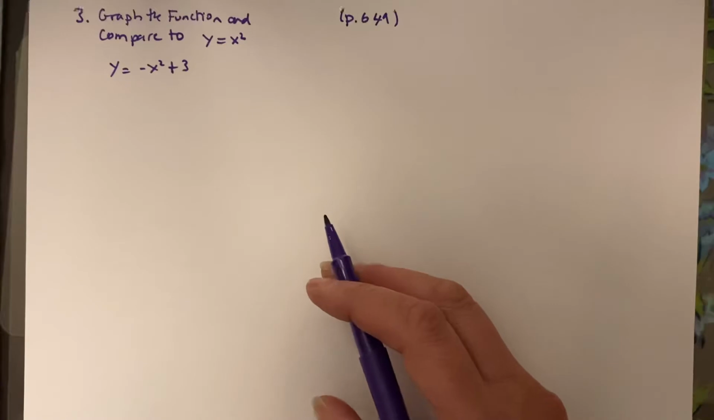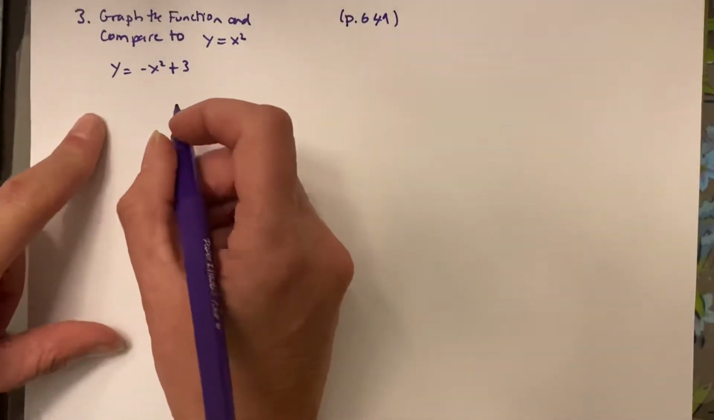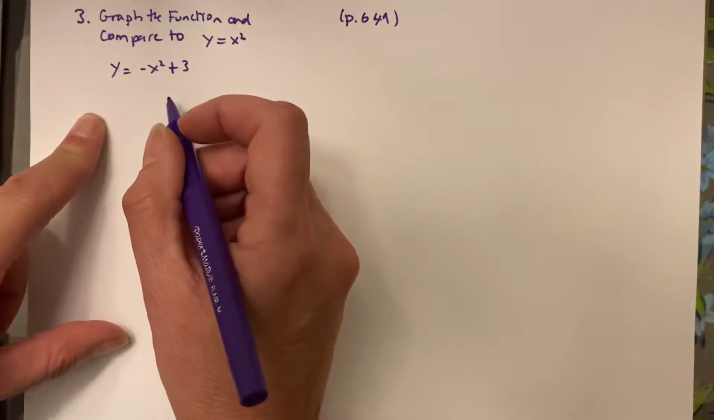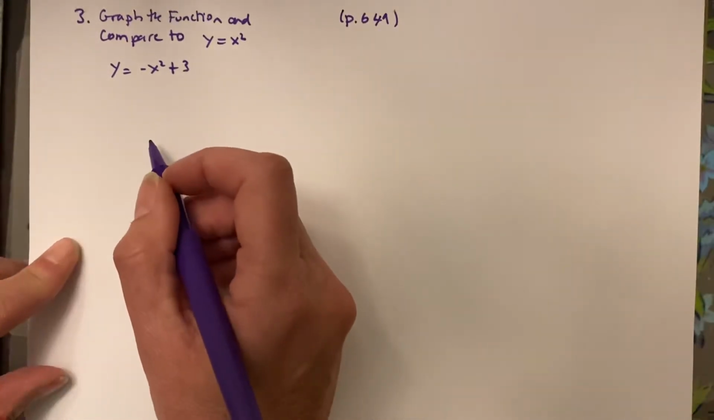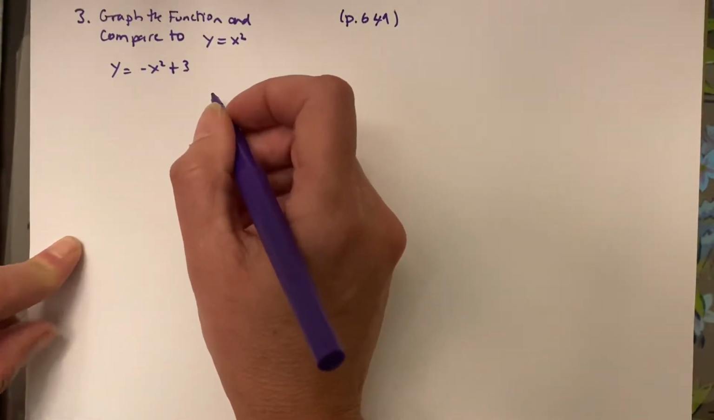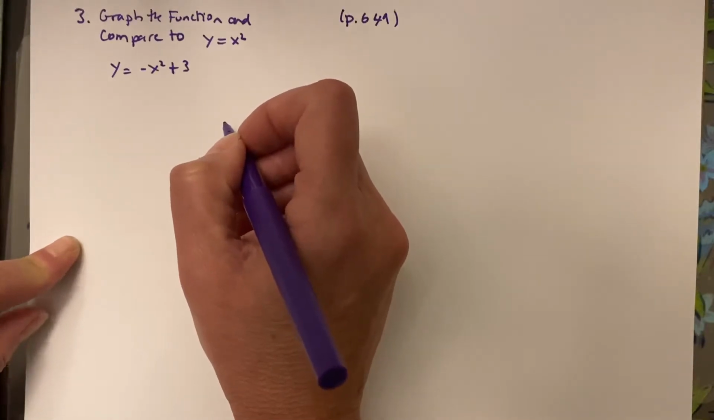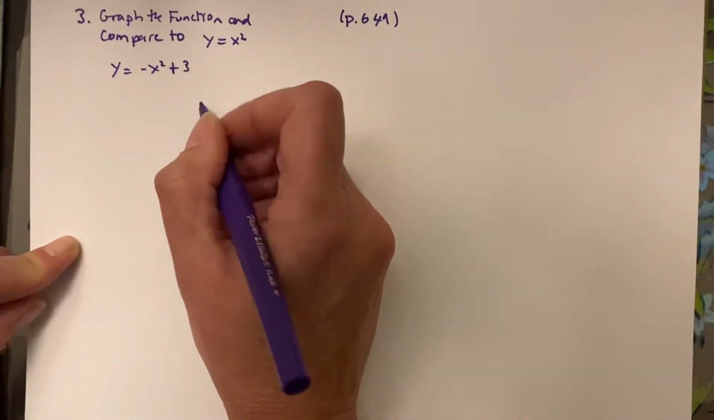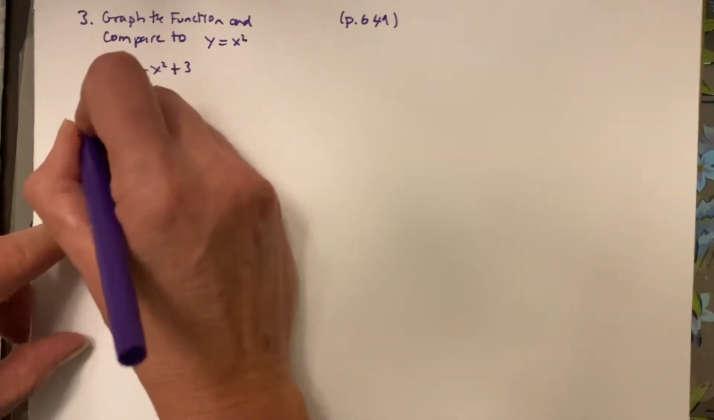Okay, so to start, the first question is: graph the function compared to y equals x squared. This is from section 10.1. So to graph the function in 10.1, they just had you do x and y. Here, because we've finished the chapter, we can take some shortcuts. And so I'm going to find the axis of symmetry.